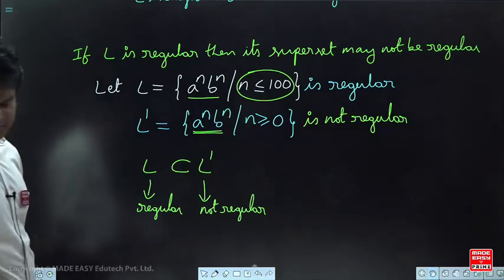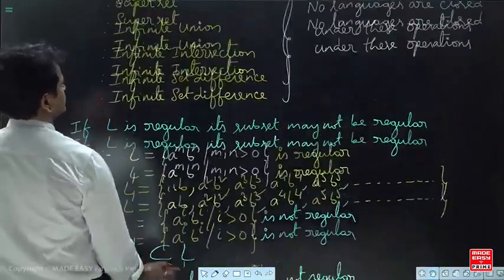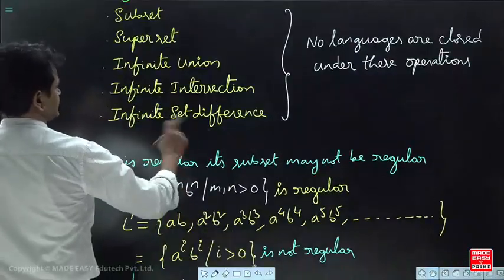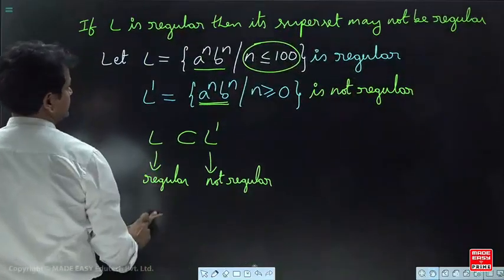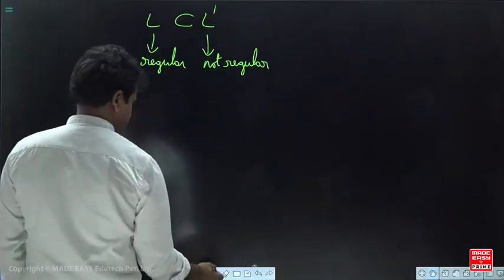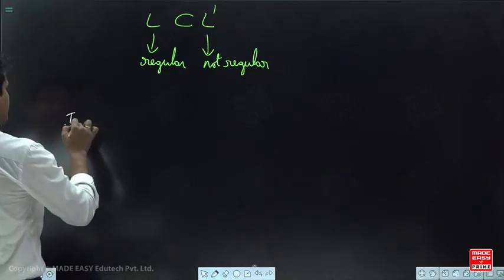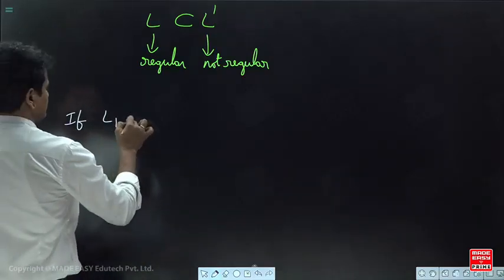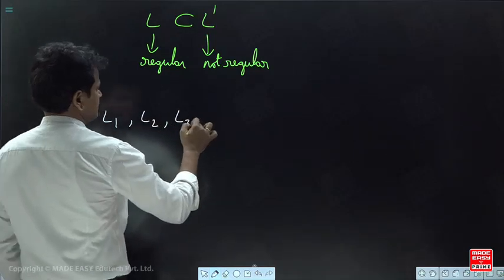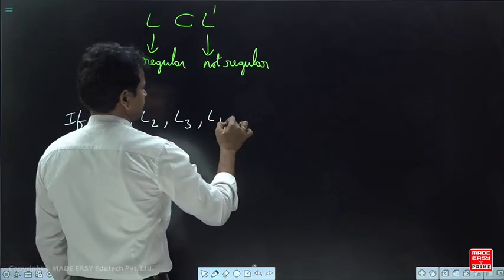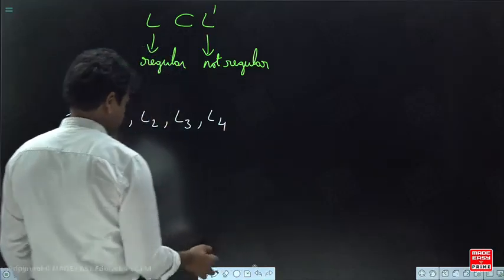Okay, next. Guys, the next one is infinite union, infinite intersection, infinite set difference. Infinite union, infinite set difference means if L1, L2, L3, L4, and so on are regular. I'll give the example.